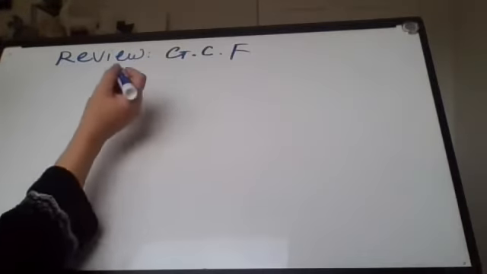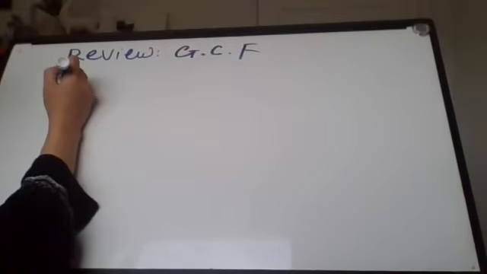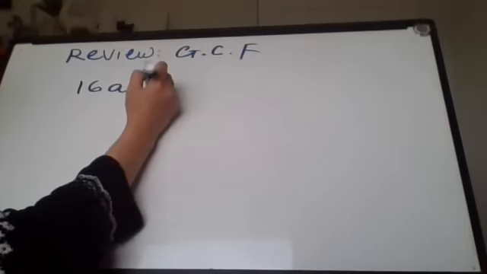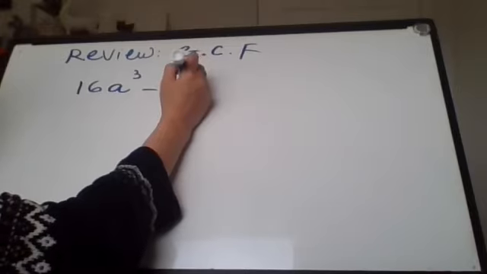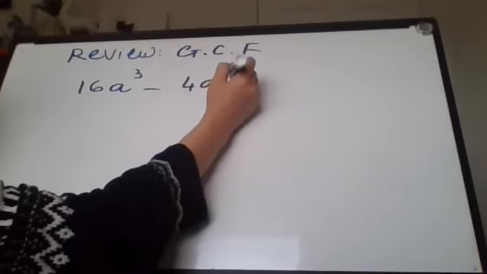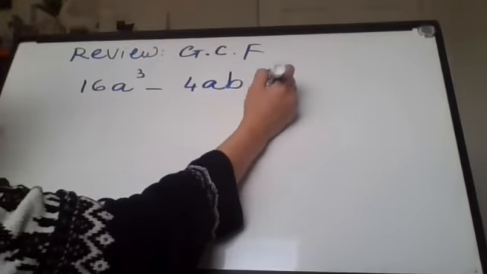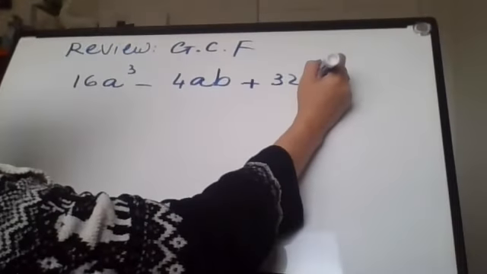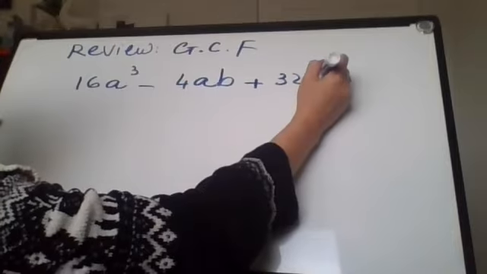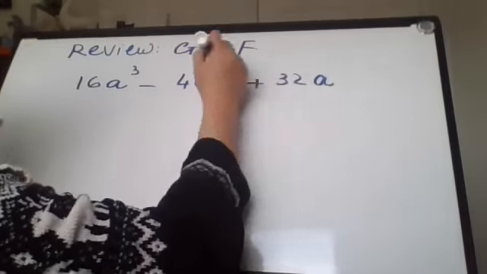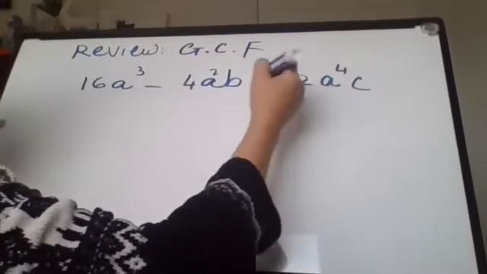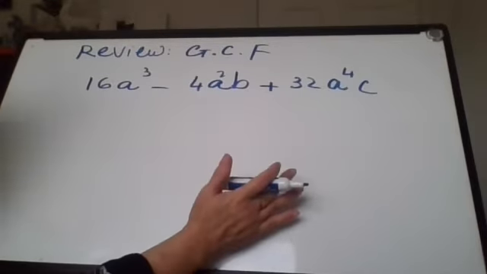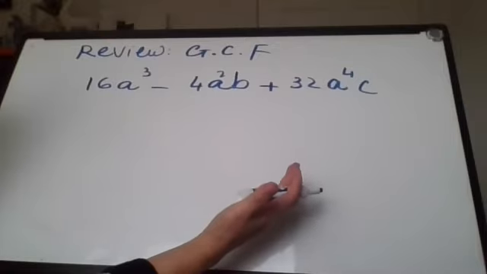We call it general common factor. So let's review it. Let's say I have an algebraic expression, 16a^3 - 4ab + 32. Okay, so let's say I have a complex expression. I call it complex because it has 3 terms, a trinomial, instead of 2 terms or 1 term, right?